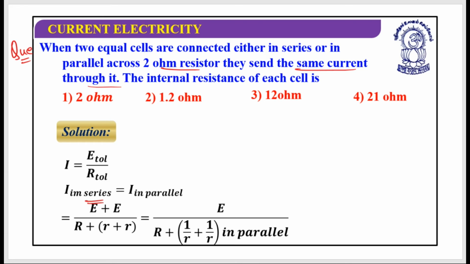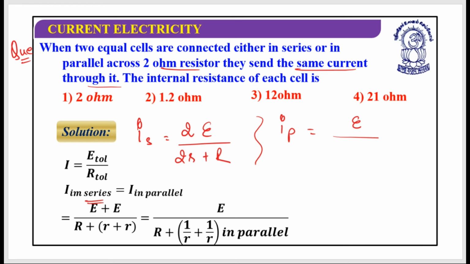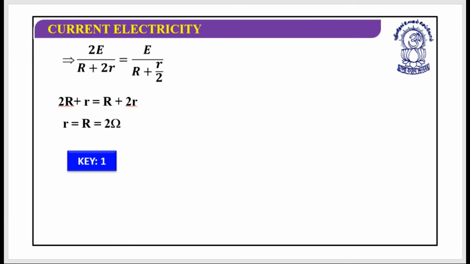Two cells are connected either in series or in parallel. When they are connected in series, the current is E divided by 2r plus R. And when these two cells are connected in parallel, it's 2E divided by (r by 2 plus R). What they want is that the same current is passed, so I in series is equal to I in parallel. You can just equate these: 2E divided by (R plus 2r) is equal to E divided by (R plus r by 2), and get it done. I hope this is clear.